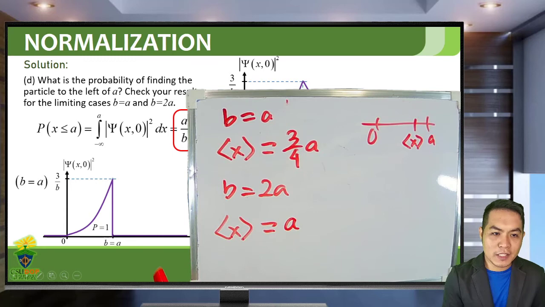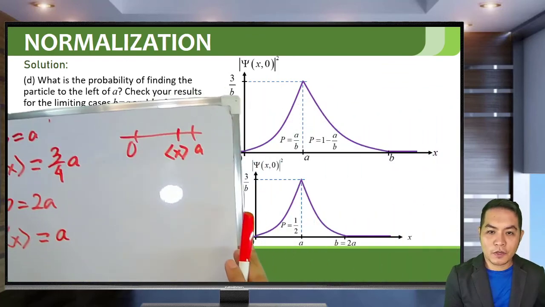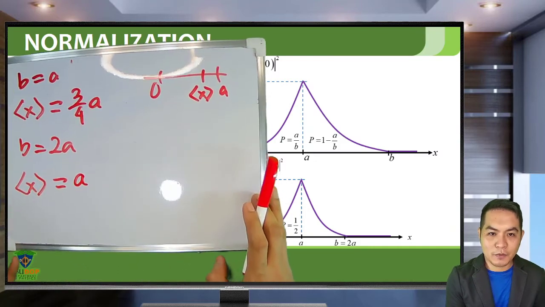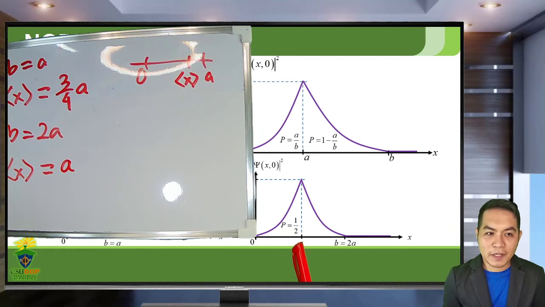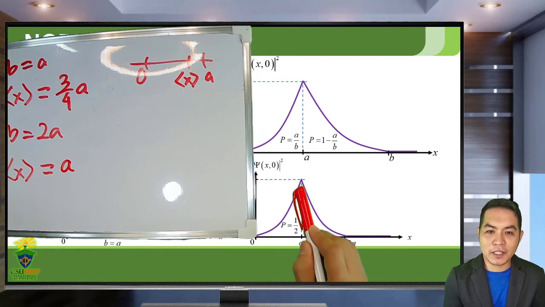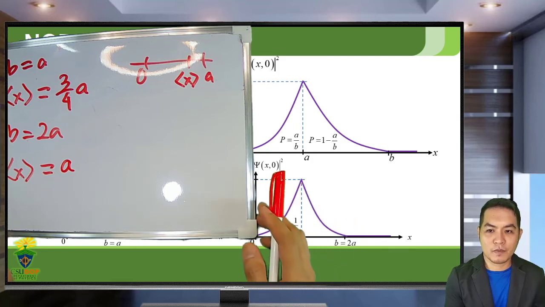in our plot, this is the limiting case b is equal to l. So the expectation value here, or the average value, is at 3/4 a. But for the second limiting case, b is equal to 2a, the expectation value is at x is equal to a. So it's at the middle of the distribution.